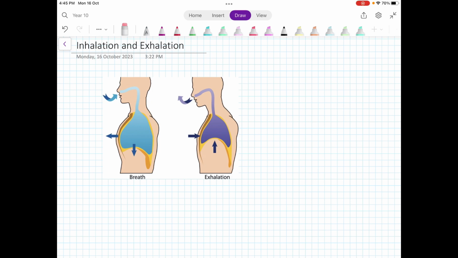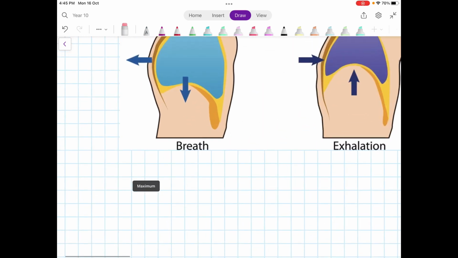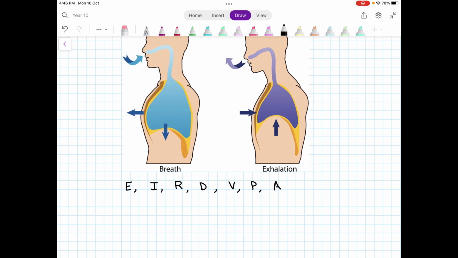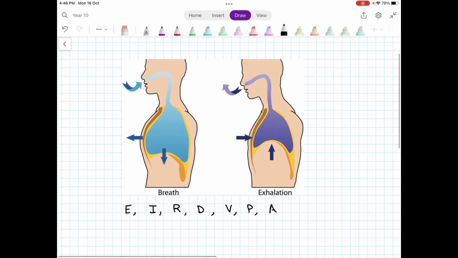So first of all, on the left-hand side of the diagram, there is a depiction of inhalation, which shows a person breathing in air. In order to memorize the concepts of both inhalation and exhalation, I like to use these 7 letters. And what it does is it just helps me memorize the different steps involved.